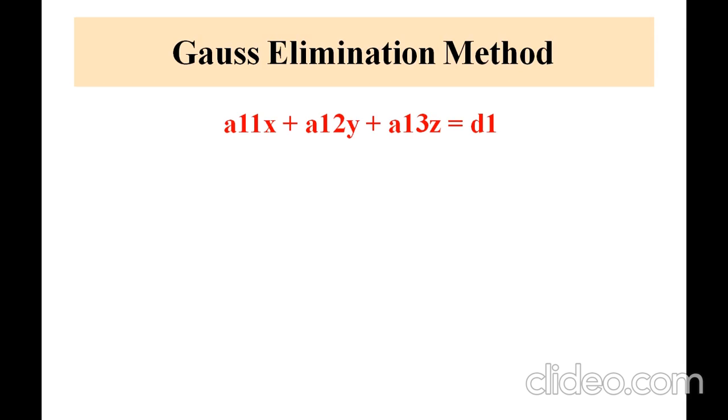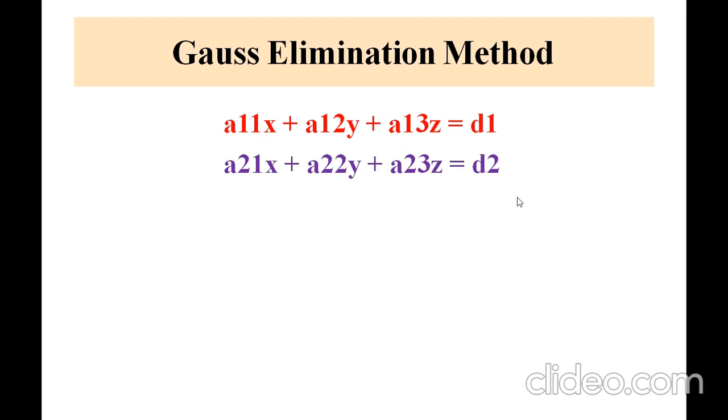Suppose the first equation is a11x plus a12y plus a13z is equal to d1, where a11 is the position in the matrix, a12 is also a position, as well as a13 is also a position in the matrix. So the first index represents the row, the second index represents the column. So in this case, first row, second column. In this case, first row, third column.